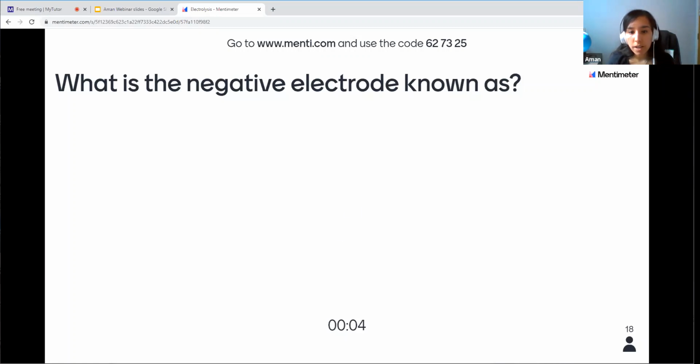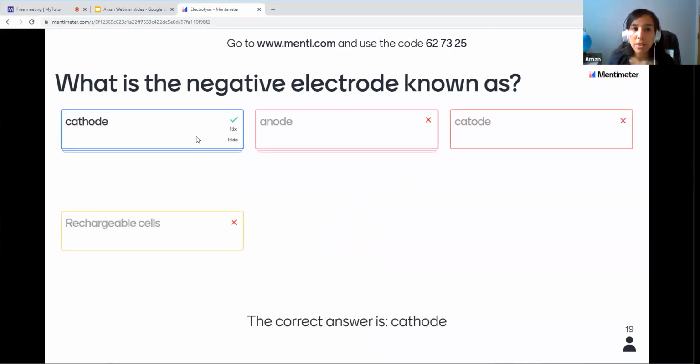Okay, 5 seconds left. Make sure you've spelt it correctly. Good, the answer is cathode. So remember, the cations are positive. They go to the negative electrode, which is the cathode. Excellent, well done. Someone misspelt it, but that's fine. It's not the anode. Anode is positively charged. Excellent, well done, everyone.